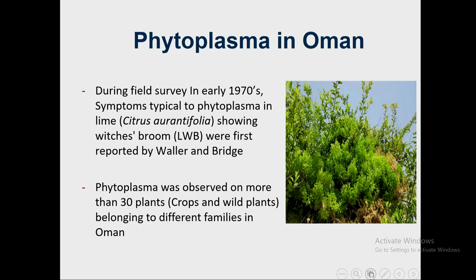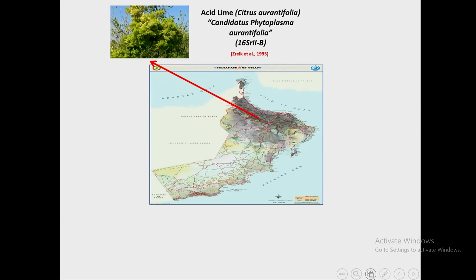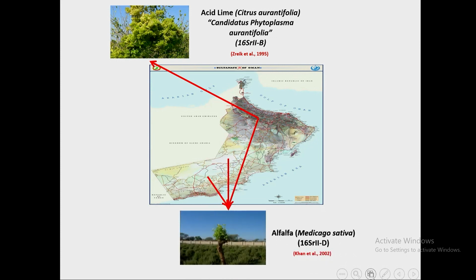From that time until now, we have registered more than 30 in economic crops, plus more than 10 or 20 in wild plants and weeds also. If we look at how many phytoplasma types we have in Oman, until now we have registered 6 types, mostly from group 2. We've registered from lime, group 2B, and also from the alfalfa phytoplasma, group 2D, and this is more aggressive than the others because we registered it from most of the crops in Oman.